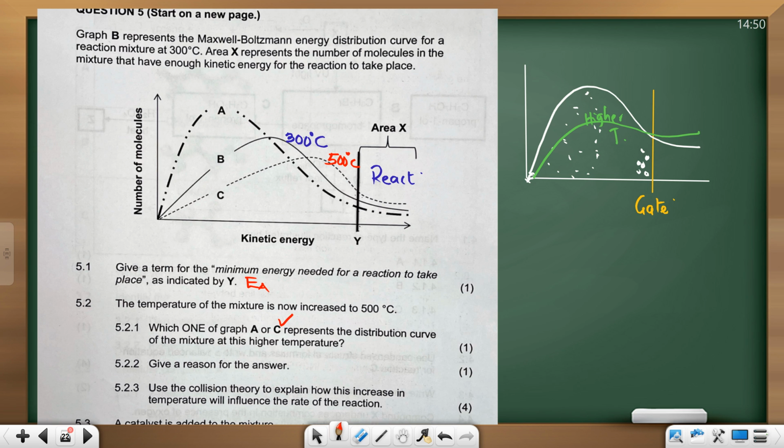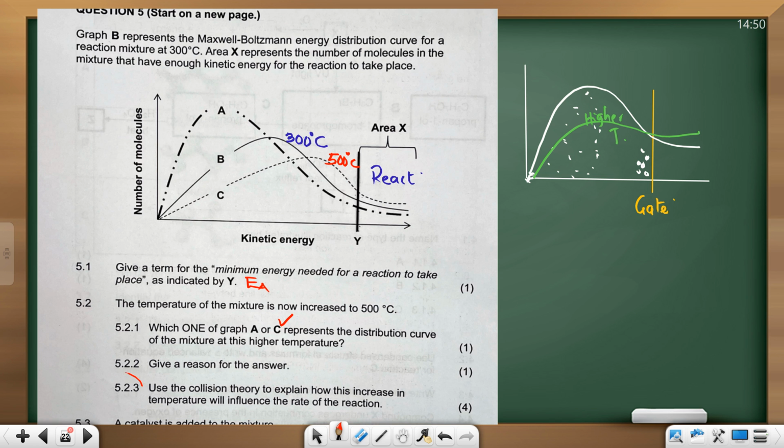Lovely. Give a reason for your answer. I think you can just explain what we did, right. Please don't use, for example, money. Don't say that. When temperature increases, more particles have enough kinetic energy above activation energy. That's what we're saying. When energy increases, more particles have enough kinetic energy.